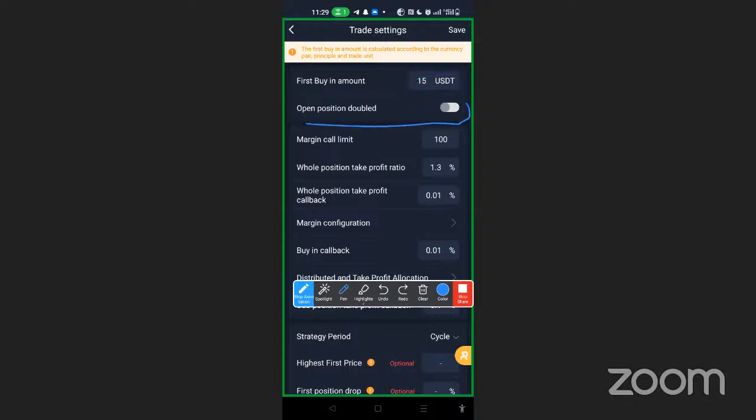What is open double position? Open double position means that whatever the robot is going to buy, it should double it up. Please never switch it on if you don't have enough capital.